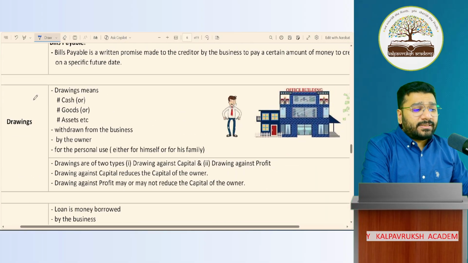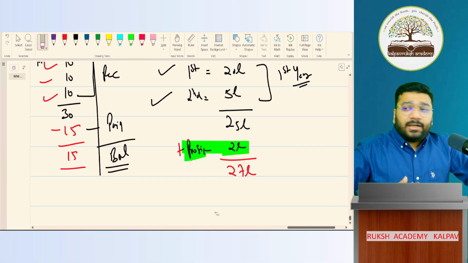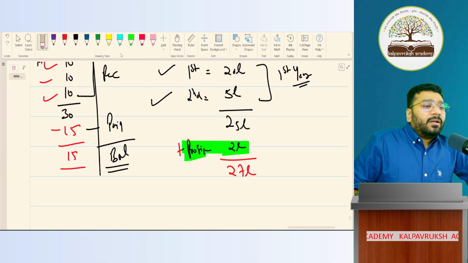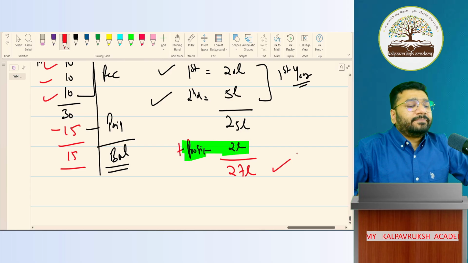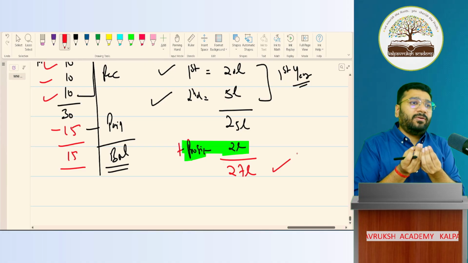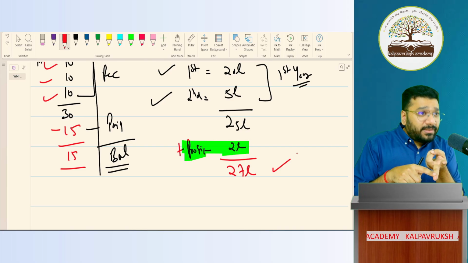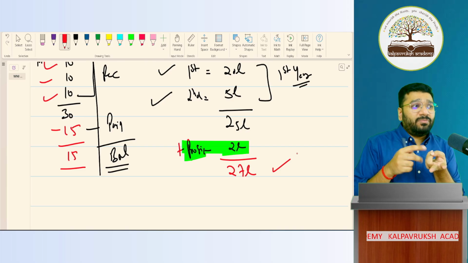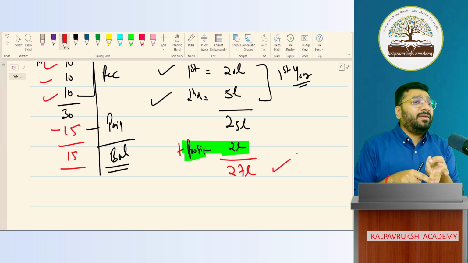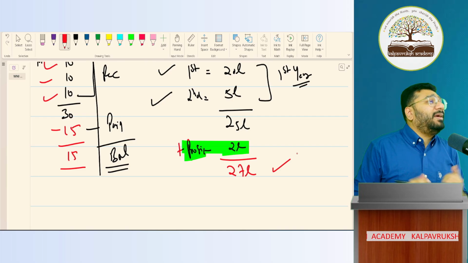What is the meaning of drawings? I'll talk about it a little bit later in depth, but as of now I'm telling. Now, how much money totally you have to pay to the owner? 27 lakh. Now, owner is a poor fellow. Every month rent has to be paid. If he's got kids, school fees and tuition fees have to be paid, provisions, hotel food. For all that, money will come from where?